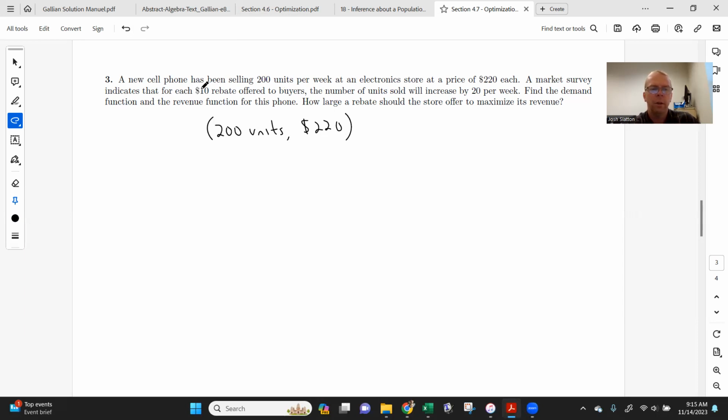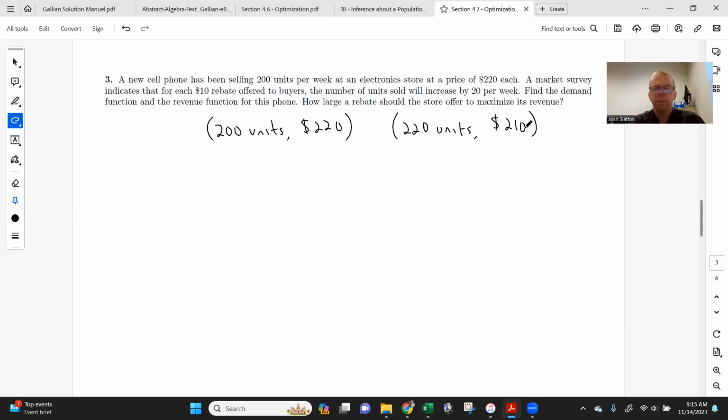And then we can use this sentence to get another ordered pair. It indicates that for each $10 rebate, so the price is going to go down $10, the number of units will go up by 20. So then we have units will go up 20, so 220 units at a price of $210. And so there are our ordered pairs.